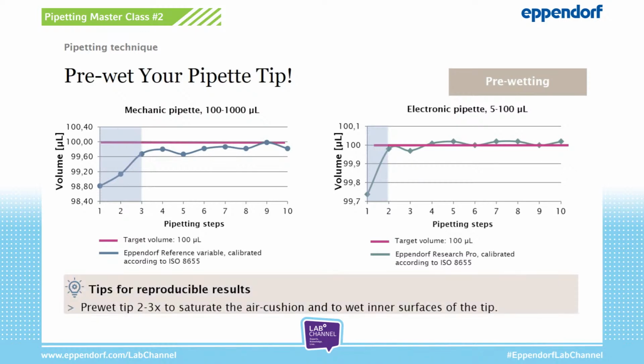So to increase reproducibility, pre-saturate the air cushion by pipetting the liquid up and down, maybe about 3 times. But depending on the liquid type and volume, more pre-wetting steps might be helpful. By the way, this problem does not exist when you're using a positive displacement system because, probably you remember, no air cushion, no problem.